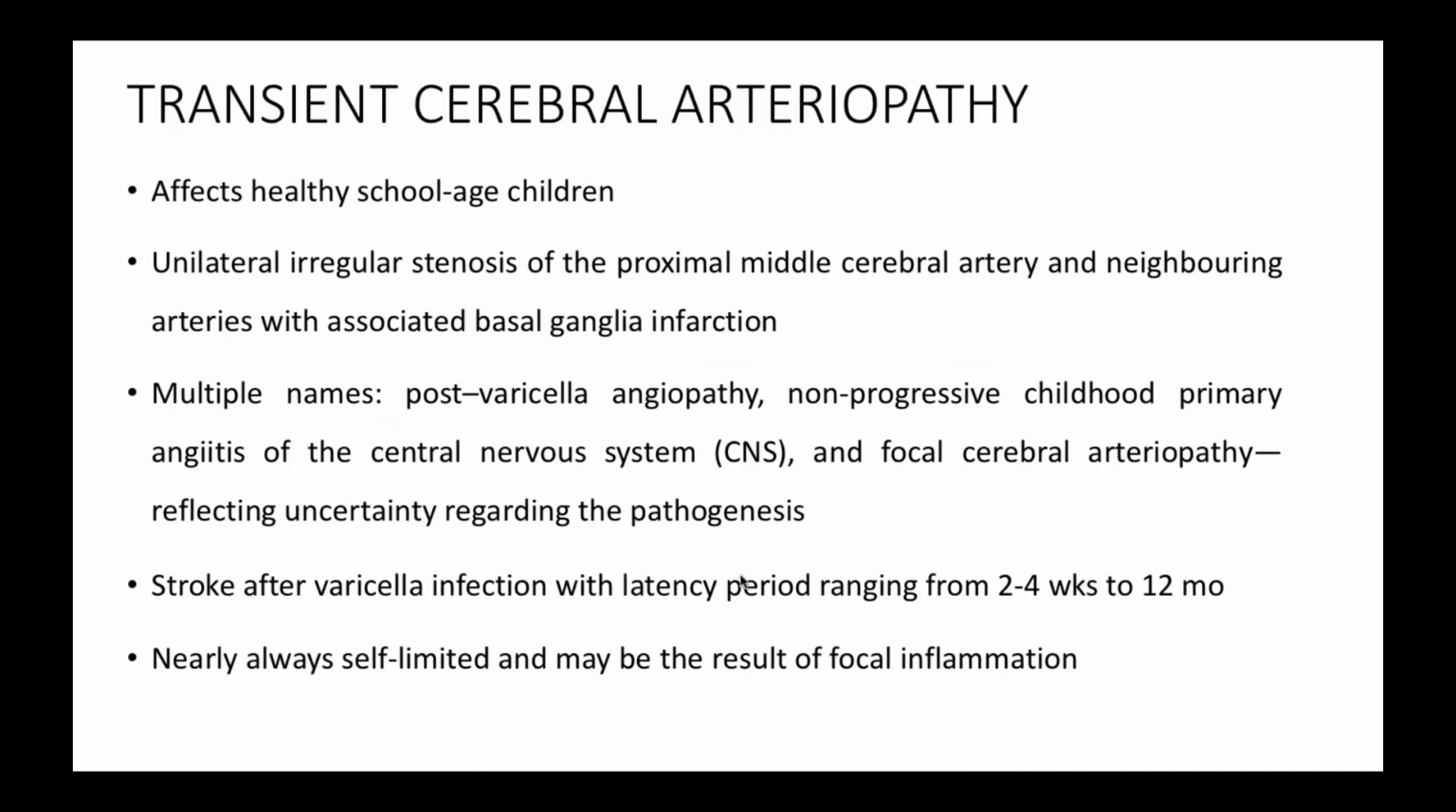Okay, so just a brief word about transient cerebral arteriopathy. It usually affects healthy school age children, and most commonly there is irregular stenosis of the proximal MCA, usually unilateral, with neighboring arteries also getting involved, and associated basal ganglia infarction. The child may present with extrapyramidal symptoms like dystonia or dyskinesia. Okay, and there is usually unilateral stenosis.